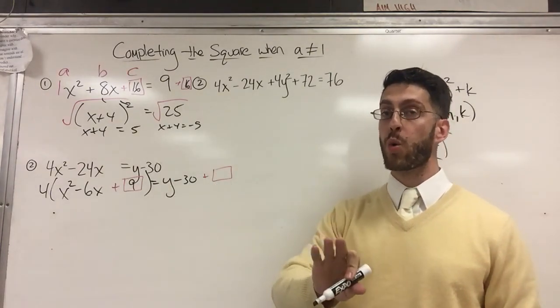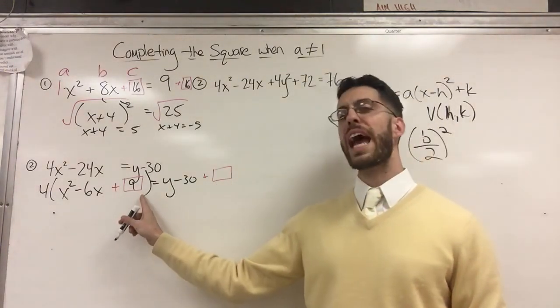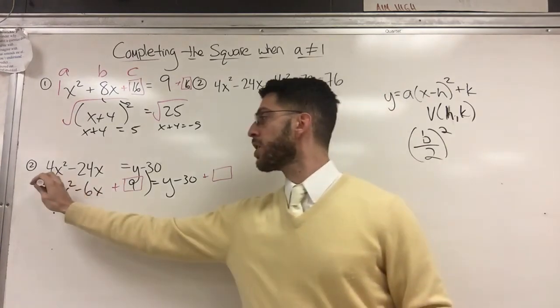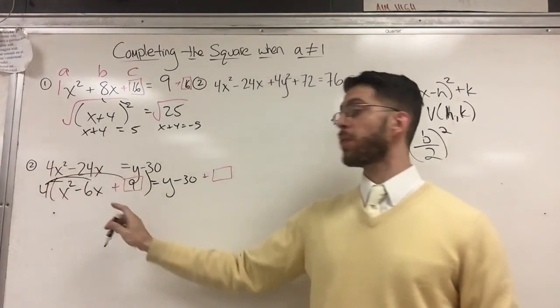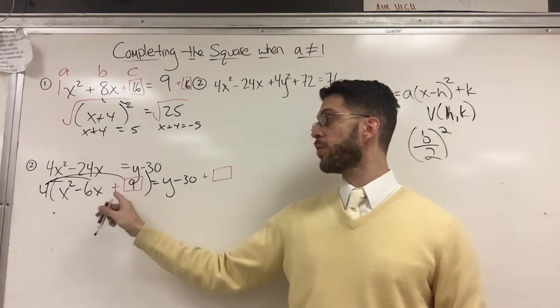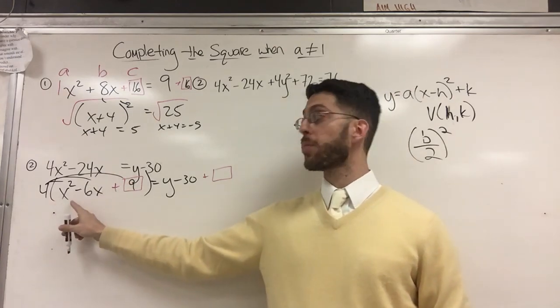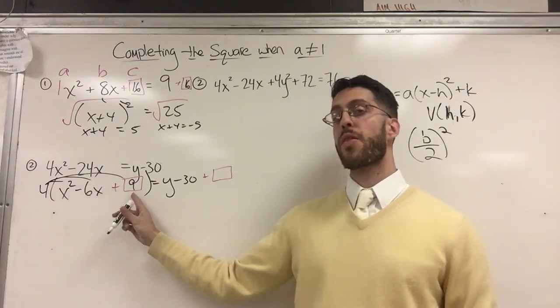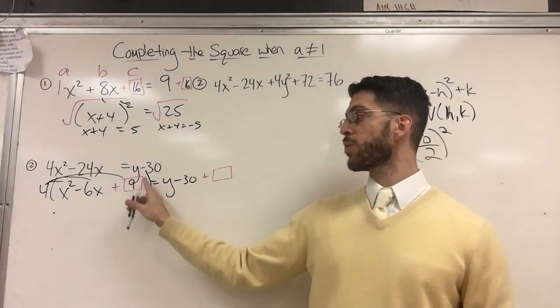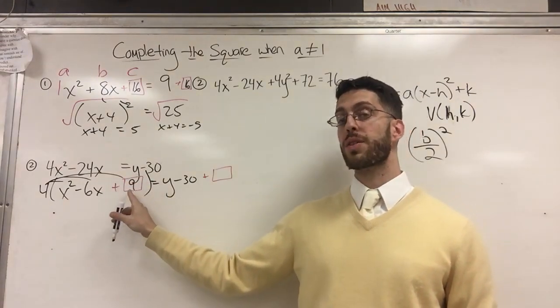Ho, ho, ho. No. Here's why. You didn't really actually add 9. You see, if you distribute the 4 back, you really have 4x squared plus 24x plus 36. So this is really a 9 in disguise. It's actually a 36.